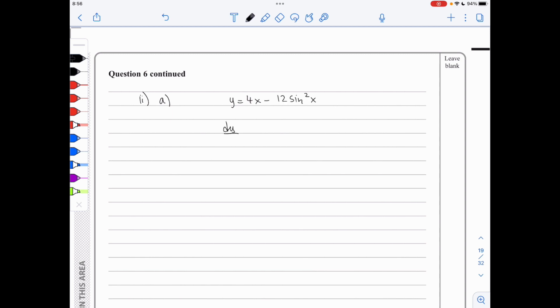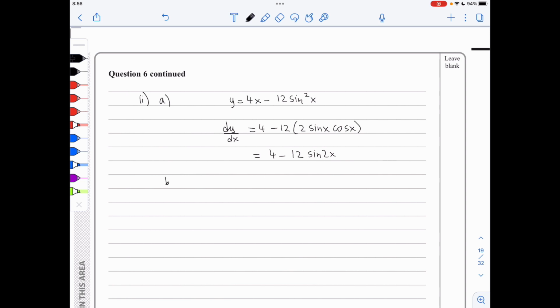So dy/dx is 4 minus 12. Now we get the power down, the 2. We deduct 1 from the power, times the derivative of the bracket. Now this is 4 minus 12 times sine of 2x. So we've got the dy/dx.